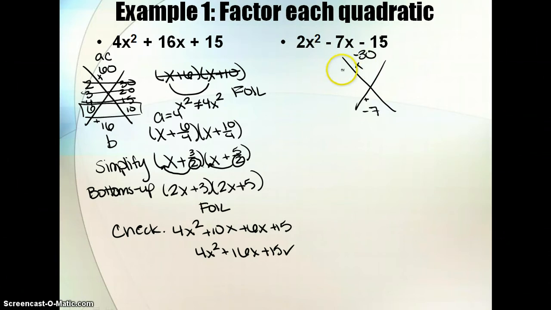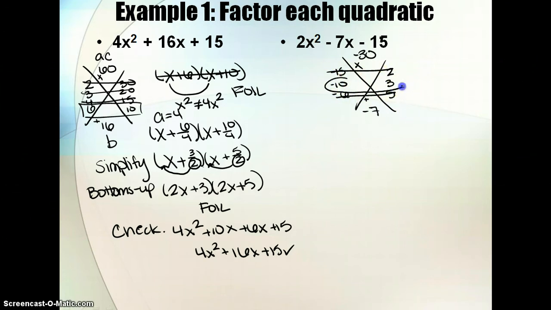So with negative 30, you could do the 2 and the 15, so negative 15 times a positive 2. You could do negative 10 times 3, and negative 6 times 5, and then 1 and 30. So negative 15 and 2 does not give you negative 7. Negative 6 and 5 also does not give you negative 7. But negative 10 plus 3 does.